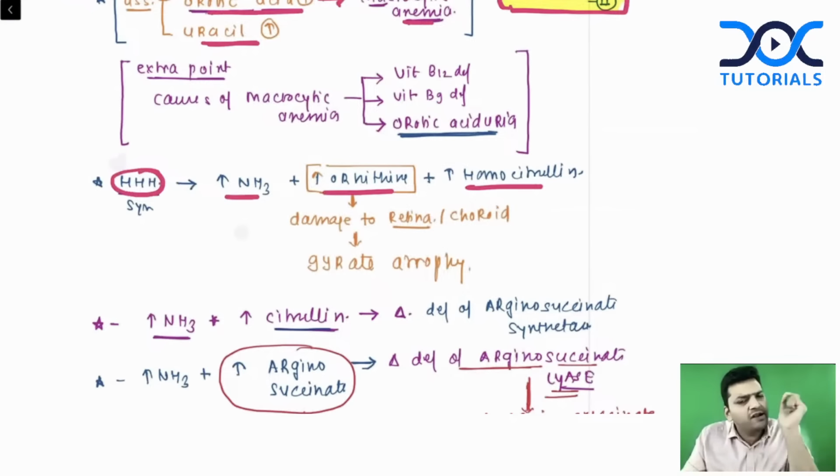Sometimes they want to hide these things from you. So what they do is, we know that whenever the ornithine is more, it is going to accumulate in the retina and it is going to damage the retina.